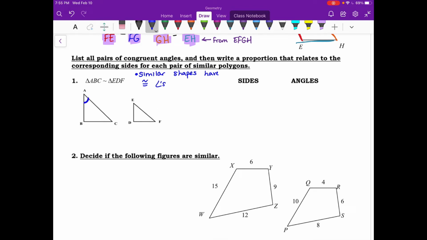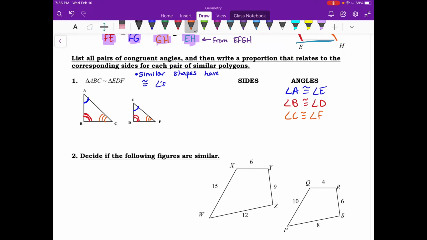Angle A here is corresponding to angle E, so those are congruent. My next one, angle B, we'll put 2 with the angle B, is corresponding to angle D, so angle B is congruent to angle D. And last one, angle C is corresponding to angle F, so angle C is congruent to angle F.